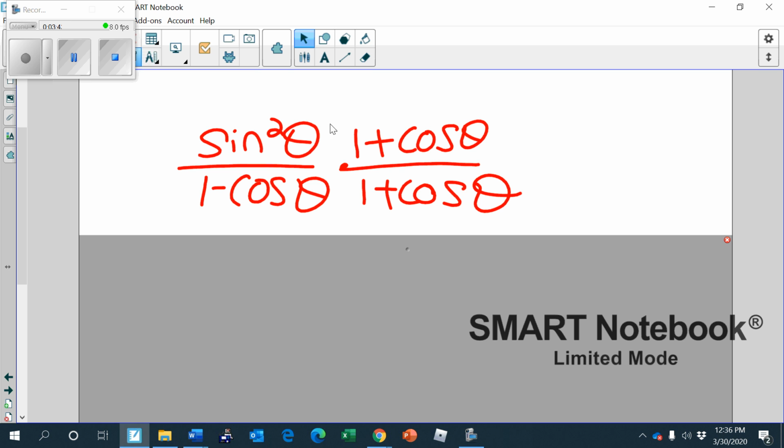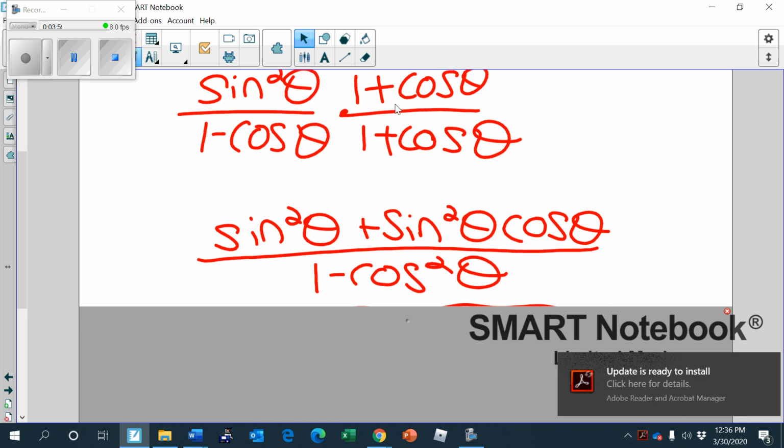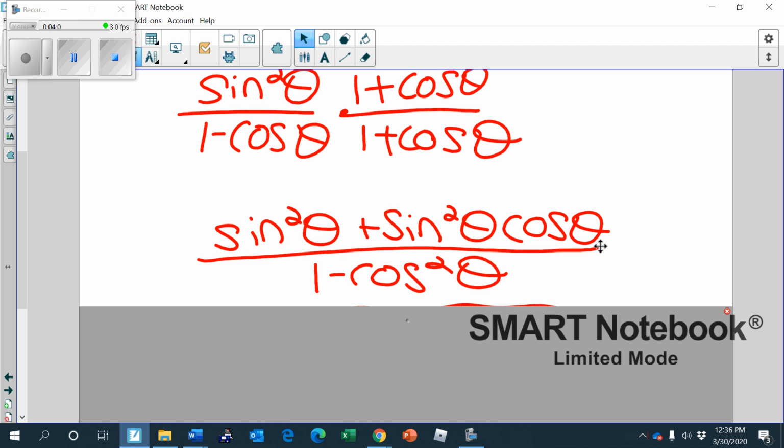So the top gets distributed, right? Sine squared times 1 and sine squared times cosine. And the bottom gets either, however you look at it, FOILed or distributed, right? So on the top, you should have gotten sine squared plus sine squared times cosine. If you FOILed this all out, you should get 1 minus cosine squared.